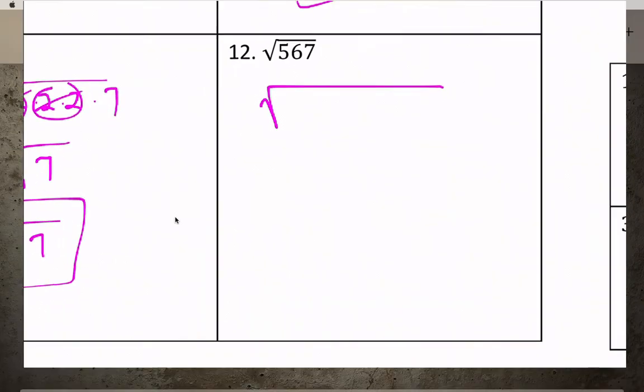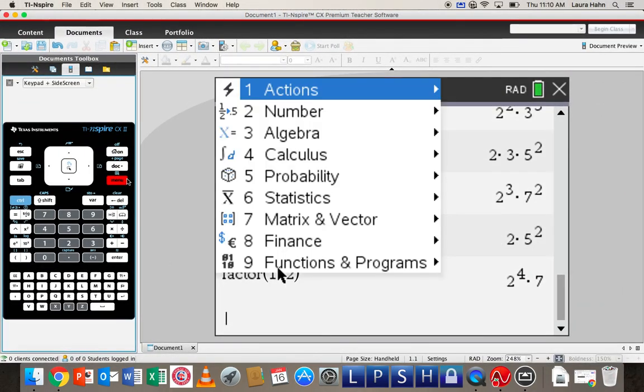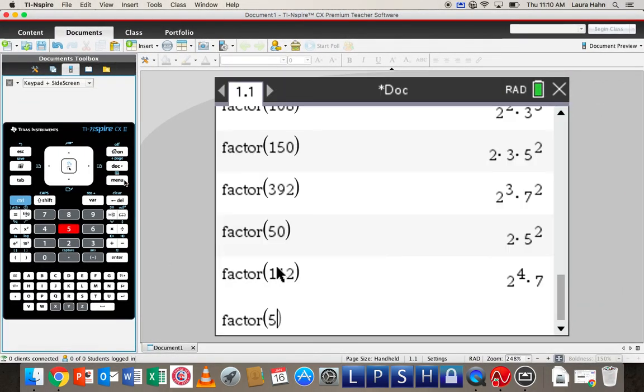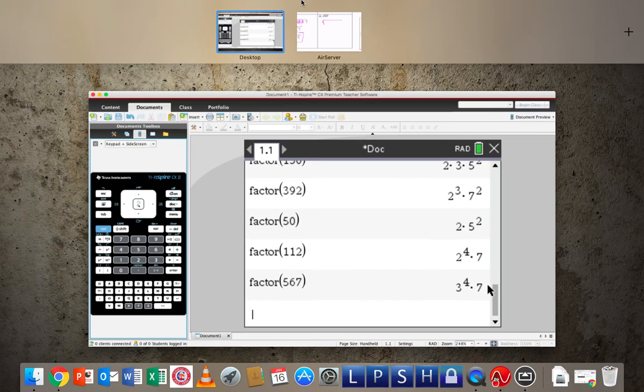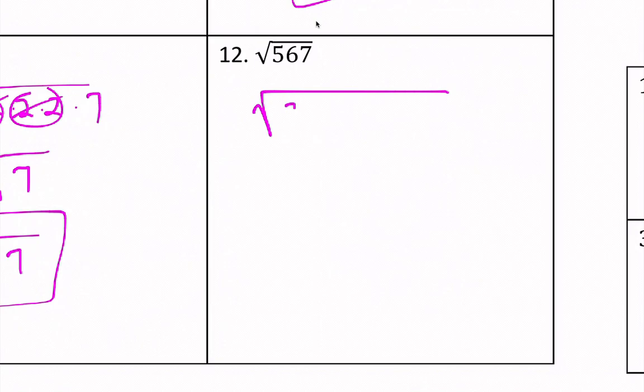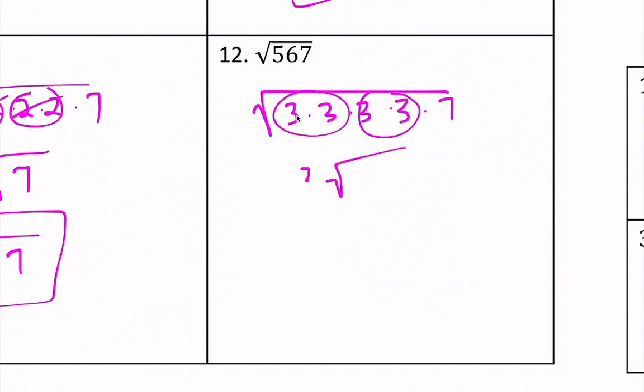So I'm going to go factor and break down 567. I want 4 3s and a single 7. Find your partners. This 3 can escape while its partner is sacrificed. This 3 can escape while its partner is sacrificed. This 7 is stuck on the inside. So I simplify out front. 3 times 3 is 9, so my final answer is 9 square roots of 7.